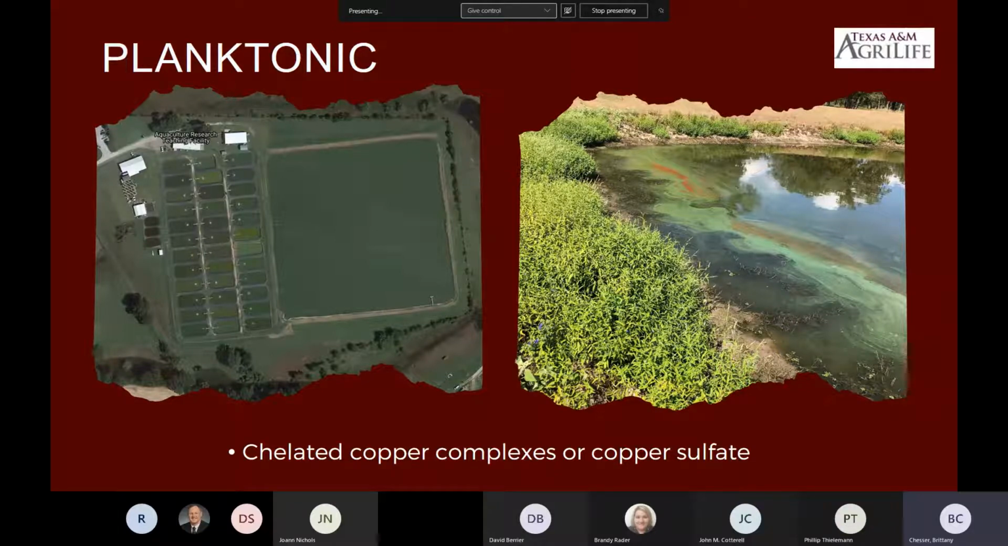And so there's really no biological control for planktonic algae, and so chemical control is one of your main options, and of course that would be through your chelated copper complexes or your copper sulfate.